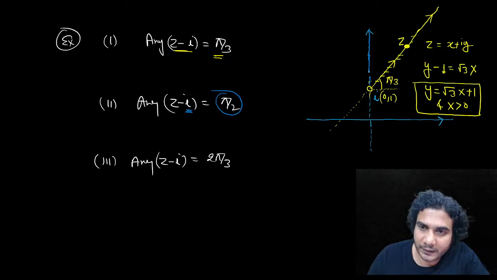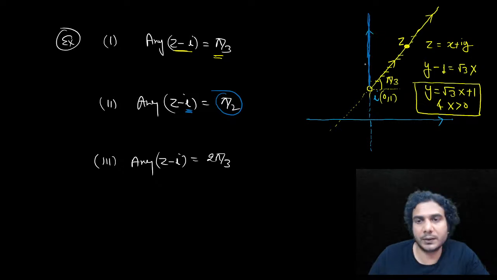So this ray is vertical. This is your ray. It's blue color. This is your ray. So Z will lie on this. Now Z will lie on this. That is the direction. You can see this angle is pi by 2.